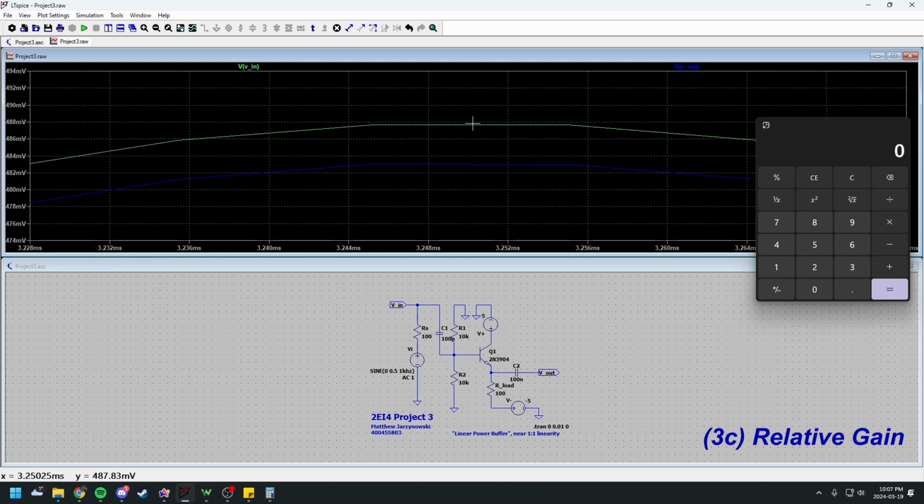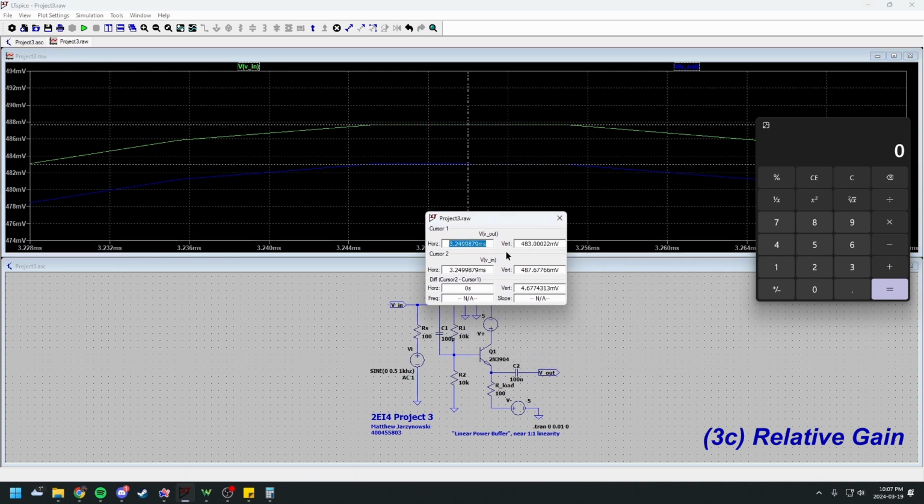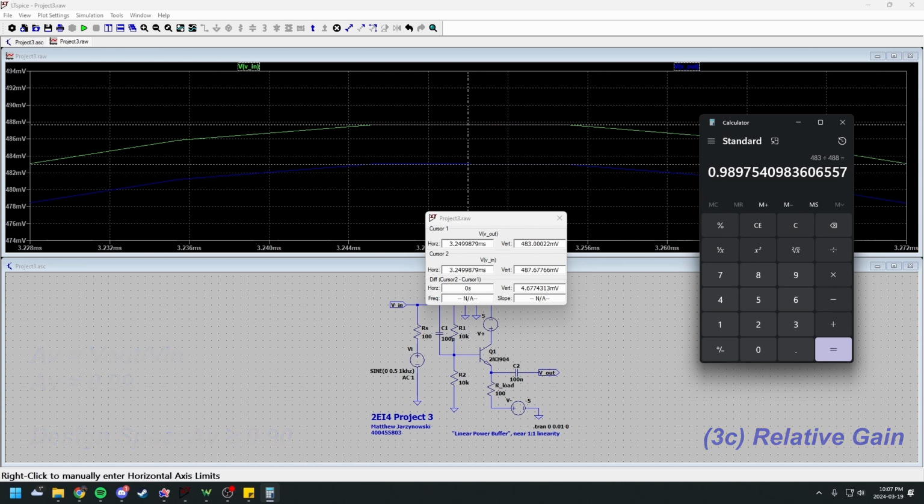We can keep on zooming in until we find a peak where we can place a cursor on V in, place another cursor on V out, line them up, and where V out is 483 millivolts and V in is 488 millivolts, we find that the gain is approximately equal to 0.99, within the design spec.